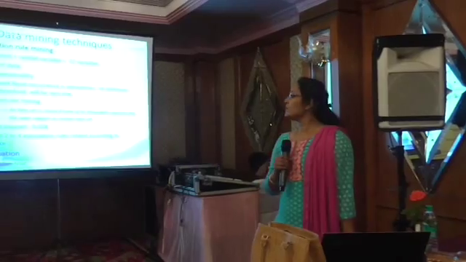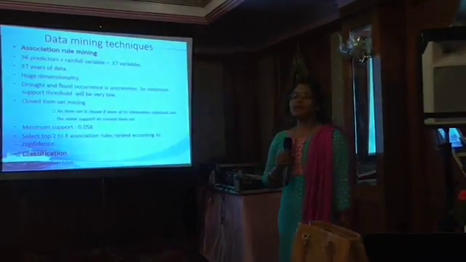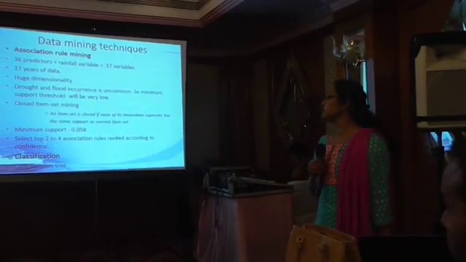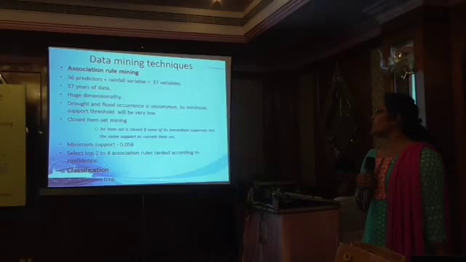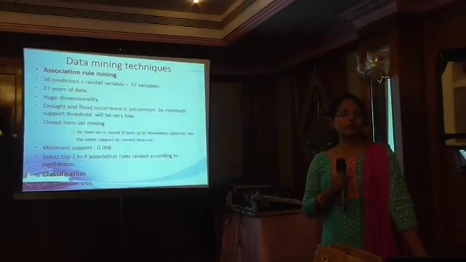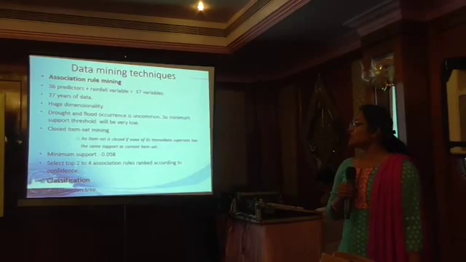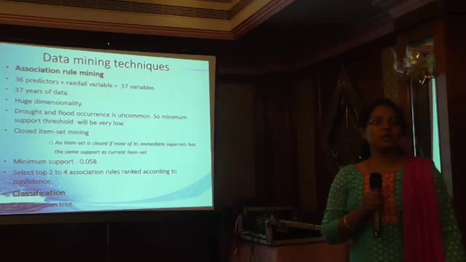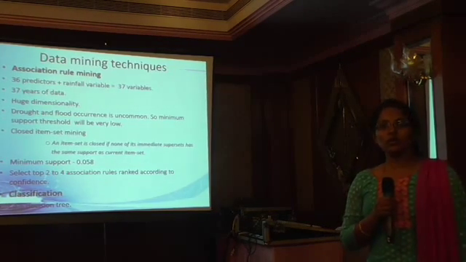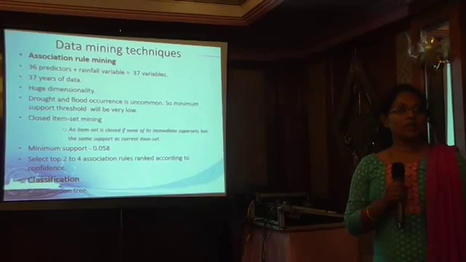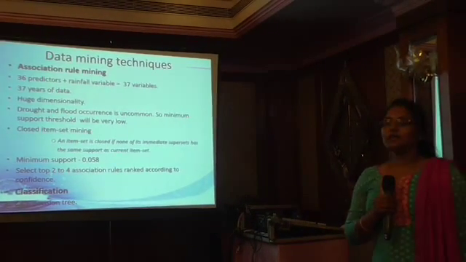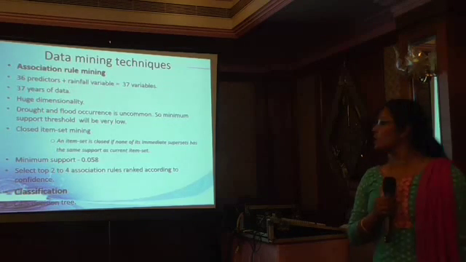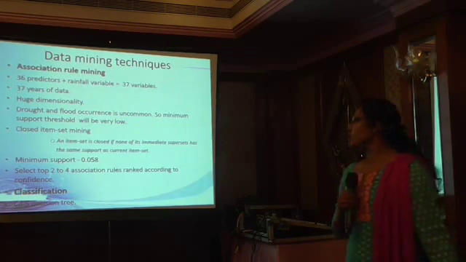The data mining technique we have used is association rule mining. We have 36 variables plus 1 rainfall variable, amounting to 37 variables. We have used 37 years of data. The combination of this will form a huge dimensionality, and we know that drought and flood do not occur commonly in nature, so obviously our minimum support threshold will be very low. In such cases, the Apriori algorithm is not apt because it gives us memory and time constraint problems. Hence we are using a closed itemset mining algorithm.